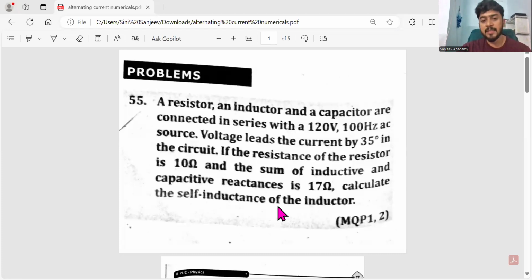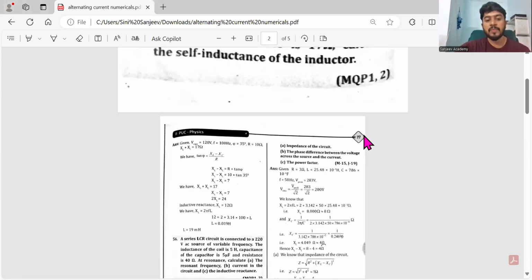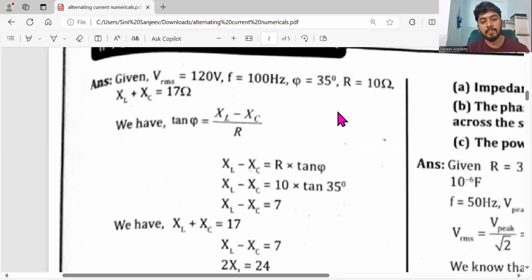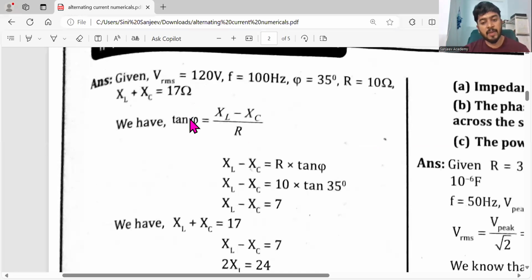Normally in the examination, they will give the tan 35 value. So we know the formula: tan phi is equal to XL minus XC by R. No need for us to learn it by heart, or else they'll give the logarithm book where we can find tan 35. Mostly in the examination, they'll give the tan 35 value. So tan phi is equal to XL minus XC by R.